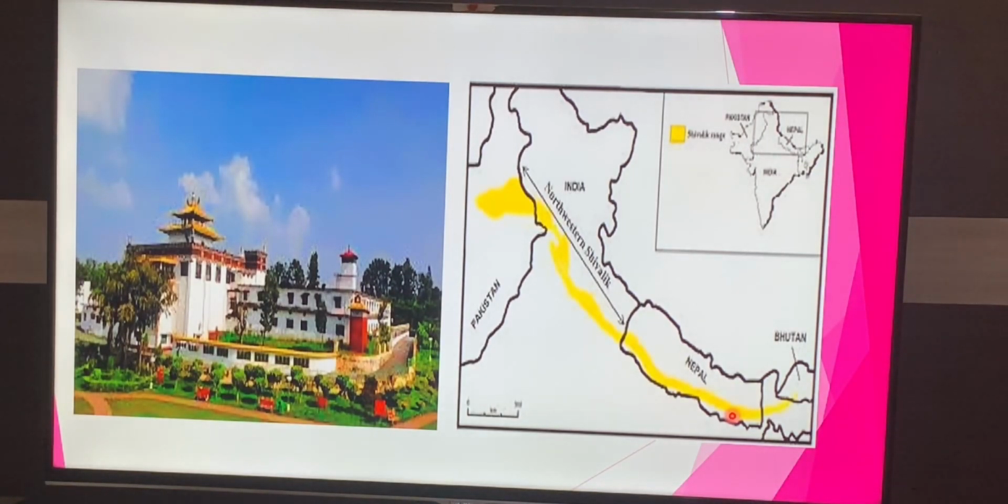They are lowest range of Himalaya with a height of 600 to 1500 meters, width varying from 15 to 150 kilometers. They are extended from Jammu and Kashmir in the west to Arunachal Pradesh in the east.